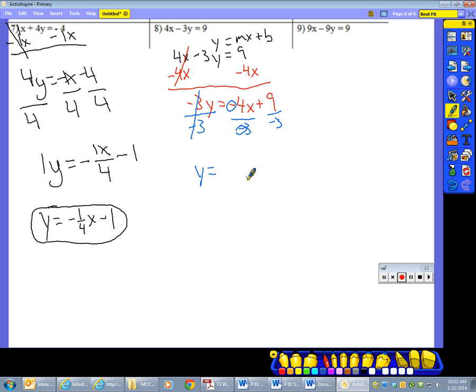And then when I rewrite my equation, I've got y equals, what's a negative divided by a negative? Think back to 7th grade. Well, that actually equals a positive. So it's a positive 4/3 x. And then you have to think back to 7th grade again. What is a positive divided by a negative? In this case, it's a negative. So 9 divided by 3 is 3. So the correct answer in slope-intercept form is y equals 4/3 x minus 3.